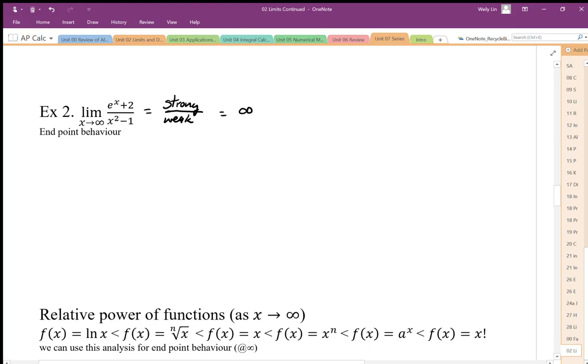Okay, because the denominator grows much faster than our numerator, I should say this correctly. Our numerator grows much faster than our denominator. Okay, so strong over weak means that the numerator is going to outgrow the denominator, which means we're going to get an infinite limit. Okay, so this is what we call endpoint behavior. And we can use this relative strength of functions to help us analyze endpoint behavior, especially when we cannot simplify it algebraically.